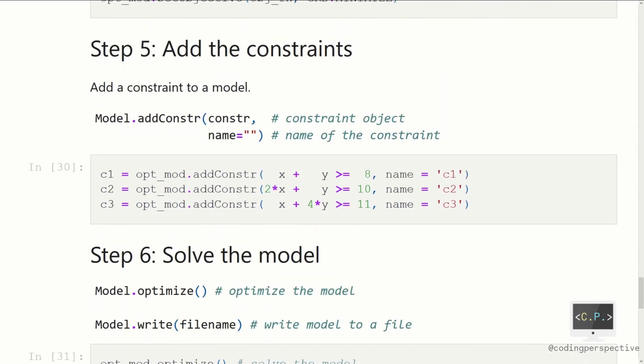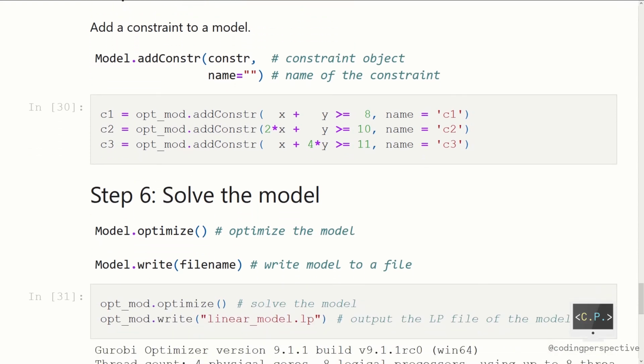The next step is adding the constraints. We use the model.addConstr function to add our three constraints. Remember that we have already added the non-negativity constraints when we defined the decision variables. We add three constraints by using the function. First, x plus y greater than or equal to 8. Second, 2x plus y greater than or equal to 10. And third, x plus 4y greater than or equal to 11. If our model had an equality constraint, then we only need to write equality instead of greater than or equal. Now we are ready to solve our model.